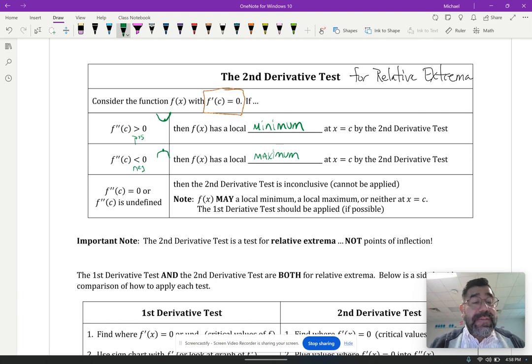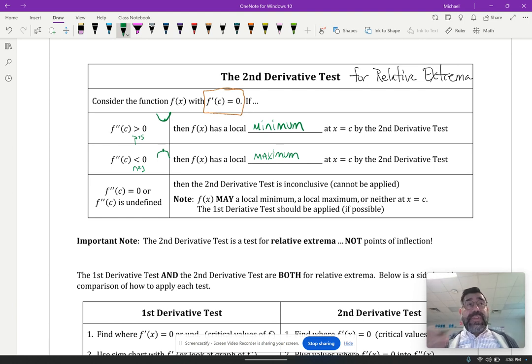However, if the second derivative is equal to 0, or the second derivative is undefined, then the second derivative test is inconclusive. I don't have enough information to figure it out, and we cannot apply it. So f of x may have a local minimum, maximum, or neither at x equals c. So now we've got to go back to the first derivative and see if we can do that.